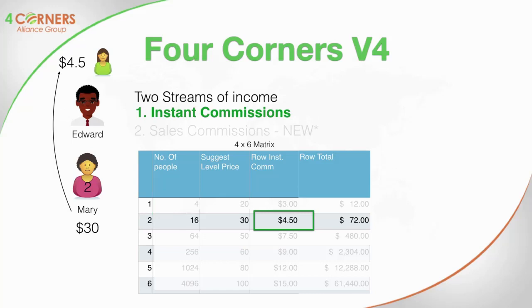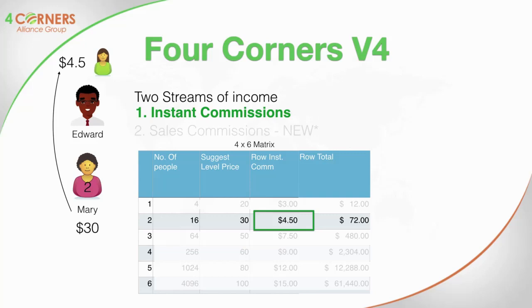So now when Mary upgrades to product set 2, that product set 2 commission pays to the person who's positioned directly above Edward in the matrix. Why? Because on the instant commissions, product set 1 sales always pay the commission up 1 row. Product set 2 sales always pay the commission up 2 rows. On product set 3 sales, it always pays the commission up 3 rows. That's how it's always worked.